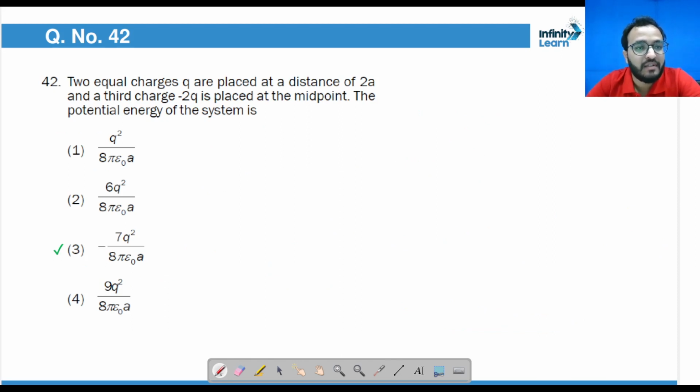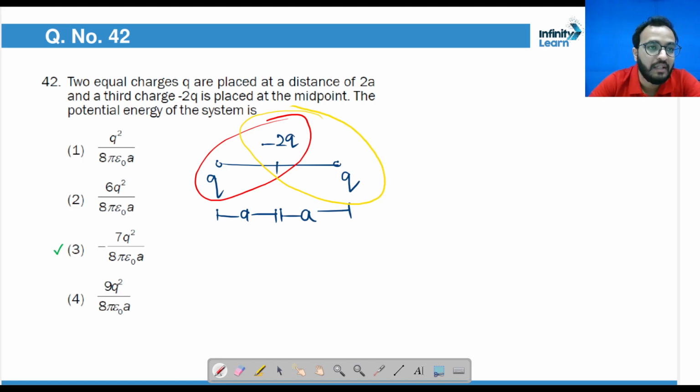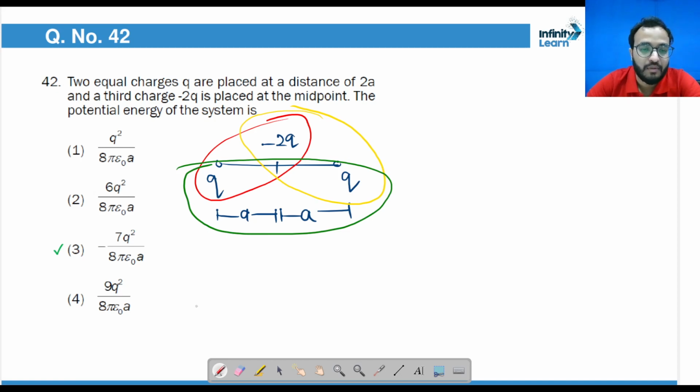Two equal charges q are placed at a distance 2a from a third charge minus 2q placed at the midpoint. So q and minus 2q. This is a. So for potential energy, we will have to form three pairs. One will be this pair, another will be this pair, and the last one will be this pair. Can you see that?